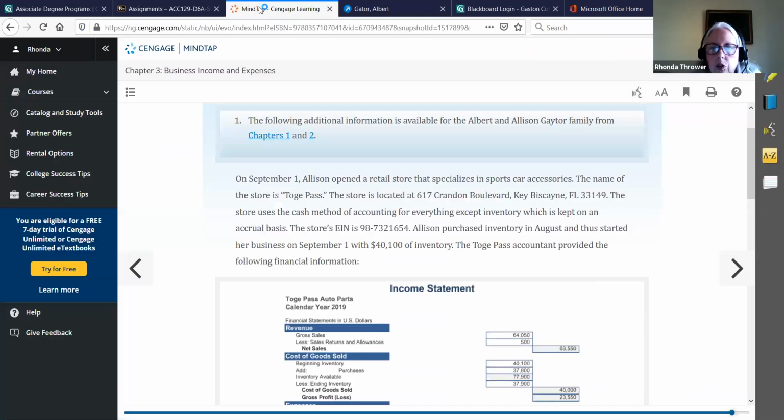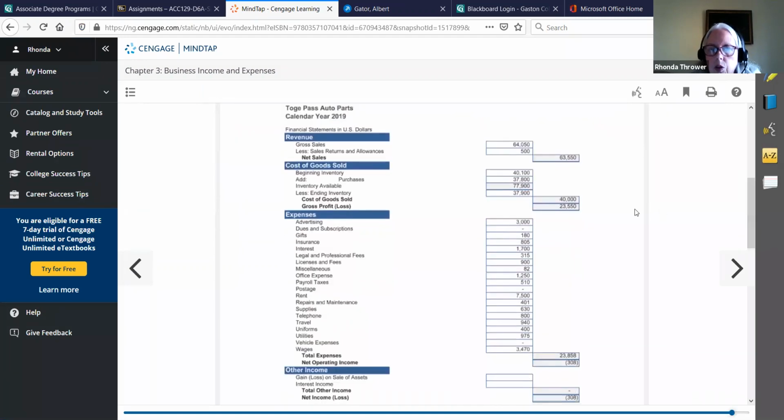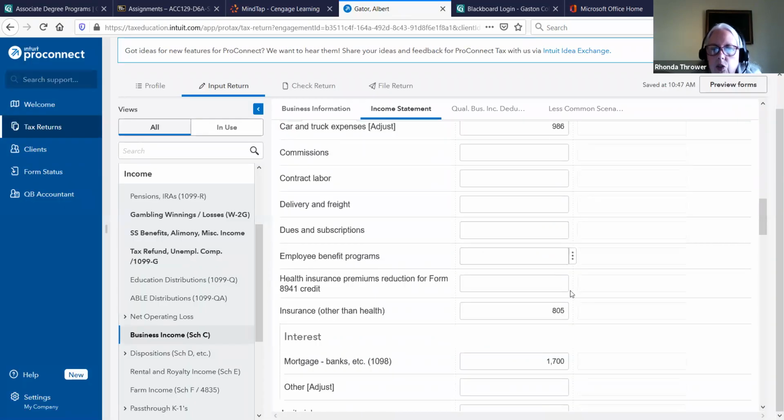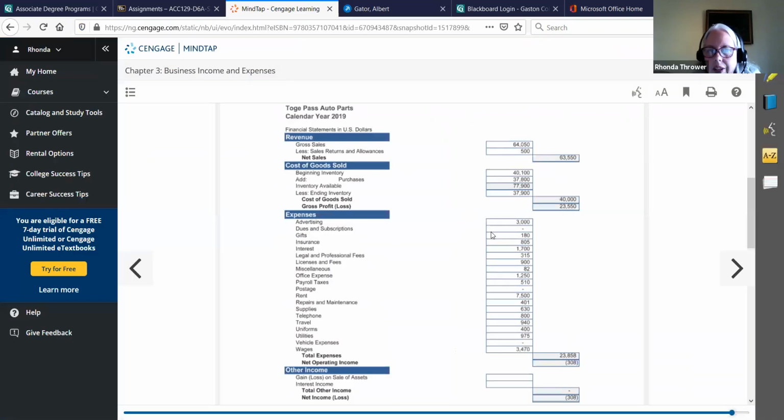So going back to your instructions, we're going to look at gifts in just a little bit. Notice right underneath there, they have insurance of $805. So pick up the whole $805, go to ProConnect, enter that as insurance. The next thing that they have listed is interest at $1,700.